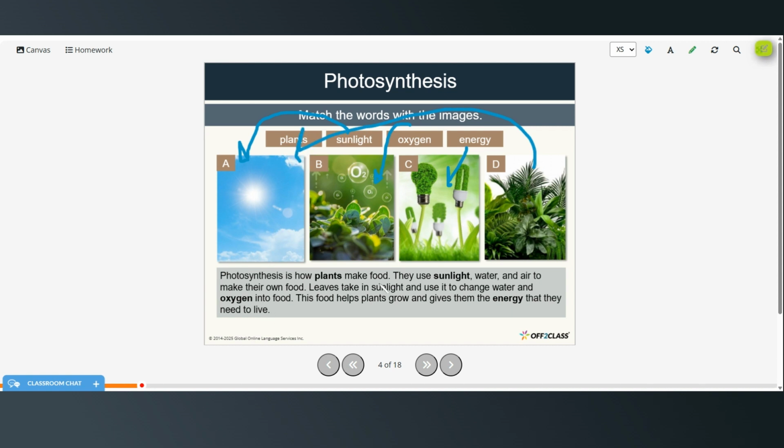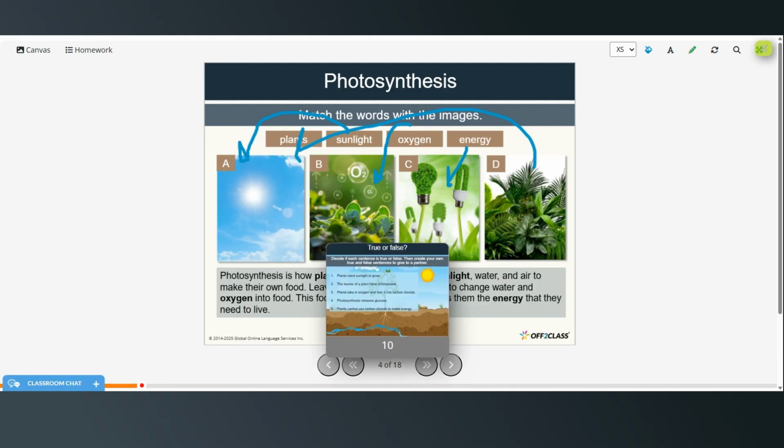Photosynthesis is how plants make food. They use sunlight, water, and air to make their own food. Leaves take in sunlight and use it to change water and oxygen into food. This food helps plants grow and gives them energy that they need to live.